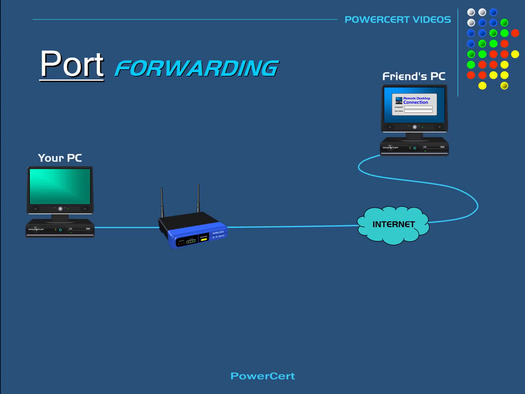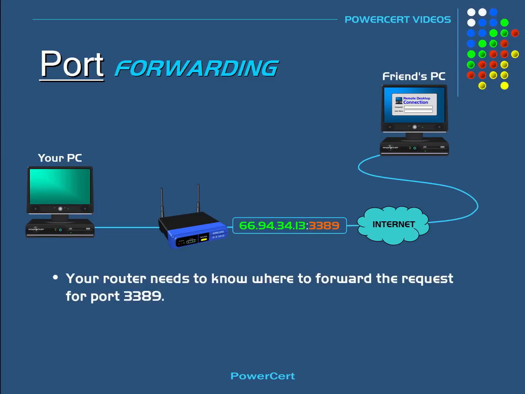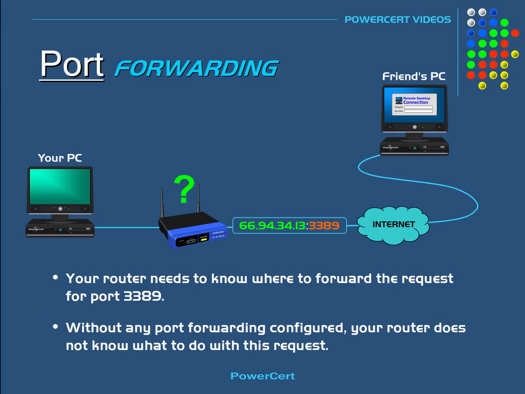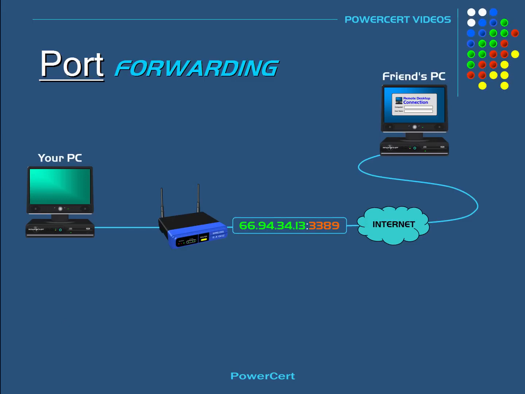So the request with the port number will make its way through the internet to your router. And once it reaches your router, the router needs to know where to forward the request for port 3389. Because without any port forwarding configured, your friend will not be able to connect to your computer, because your router does not know what to do with this request. So this is where port forwarding comes in.